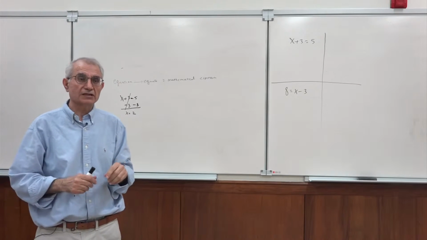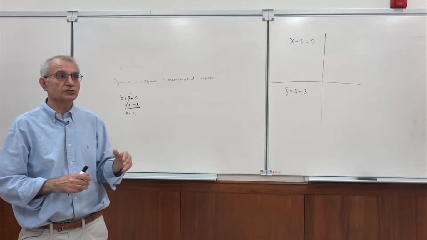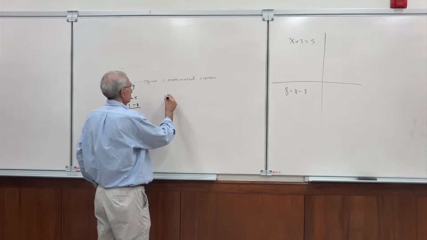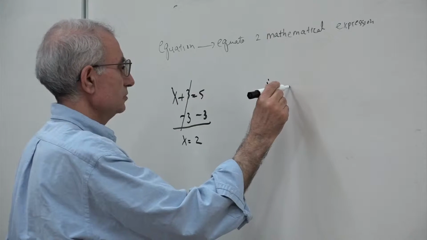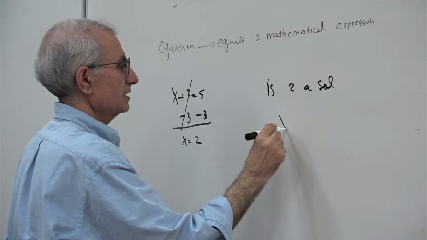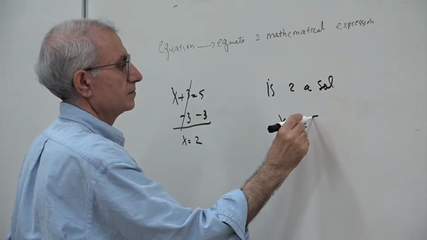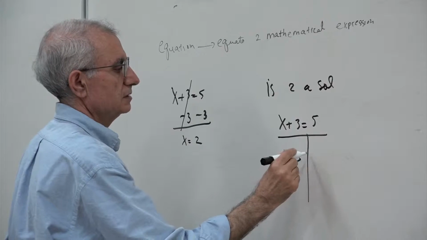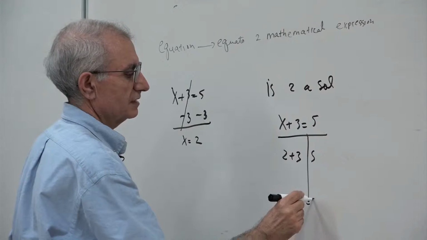Now, how would you check to see if 2 is actually the solution to the equation? If I substitute it back into the equation, I'm supposed to get the left side equal to the right side. So let's say I ask you, is 2 a solution? What I do is write x plus 3 equals 5. Substitute 2 in: 2 plus 3 is 5. So I get 5 equals 5.